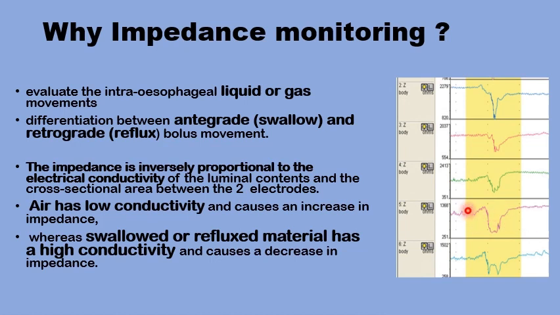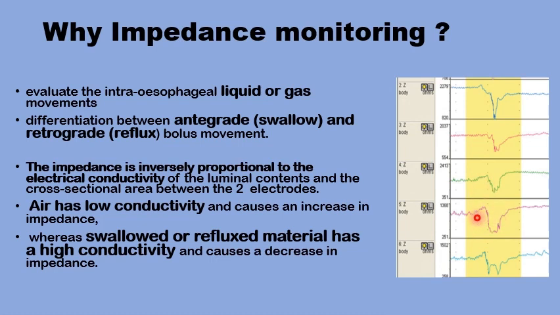The impedance of electric current between these pairs of electrodes would reflect the intraluminal bolus. For example, if there is fluid passing through the esophagus, there will be a decrease in the impedance. This will be shown here. On the other hand, if there is passage of air, like in aerophagia or in belching, there will be an abrupt increase in the impedance.